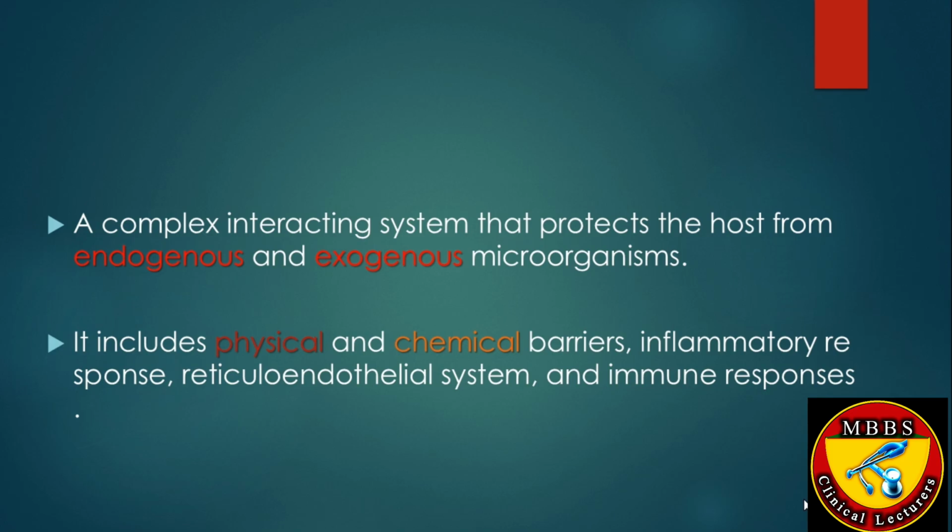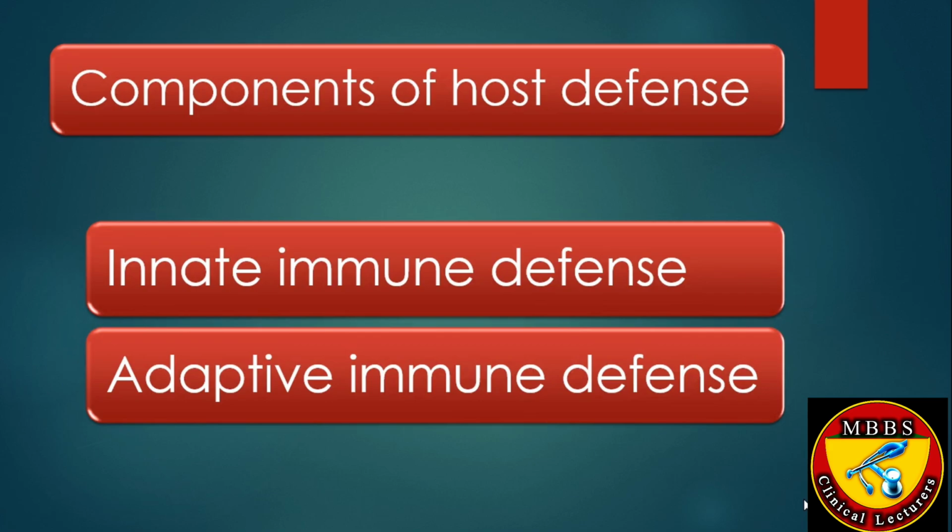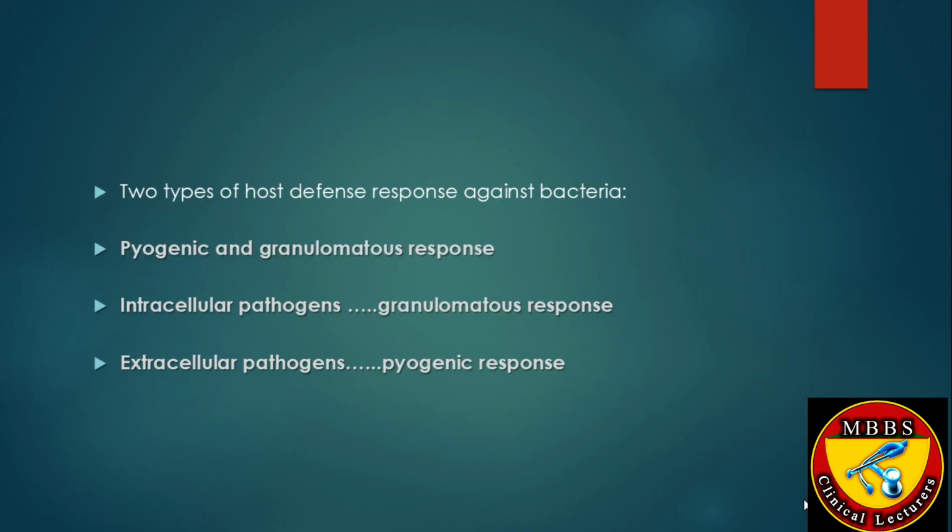This system includes physical and chemical barriers, inflammatory responses, the reticuloendothelial system, and different types of immune proteins and molecules. Now, let's see what the components of host defense are. Students, basically we have two important components of host defense. One is the innate immune defense and the second is the adaptive immune defense. You must have understood the concept of innate immune defense in the previous lecture of immunology, so we will be discussing an overview of the entire innate immune response concept.